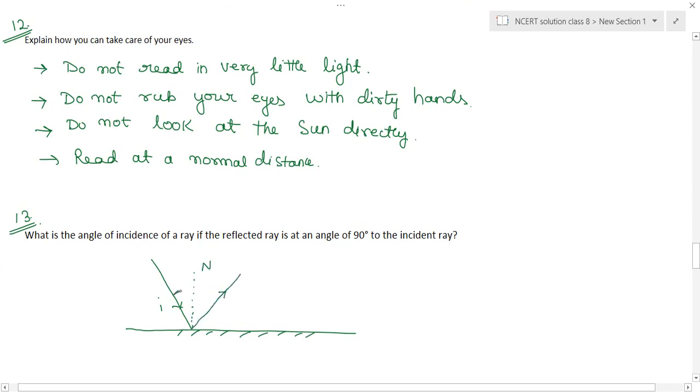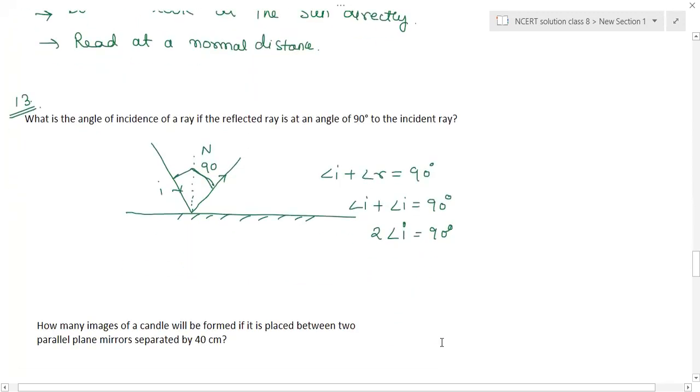The total angle is 90 degree, right? Angle I plus angle R is equal to 90 degree. Angle I plus angle I is equal to 90 degree because both are same. 2 times angle I is equal to 90 degrees. And angle I is equal to 45 degrees. This much proof is not necessary, but good for you to know, right?